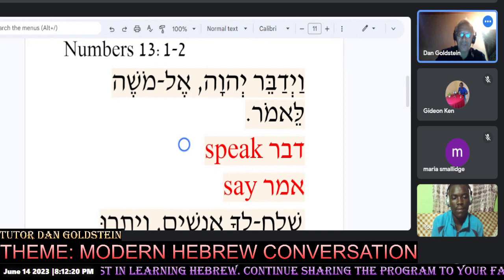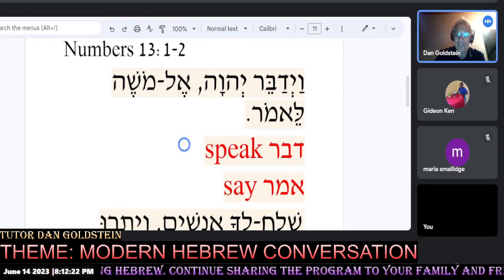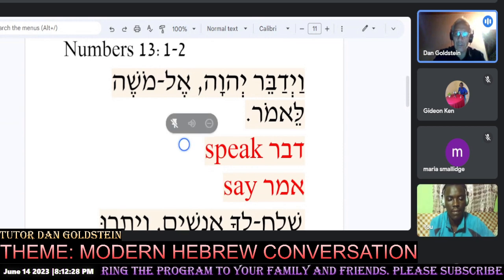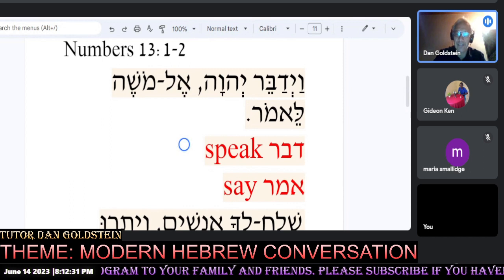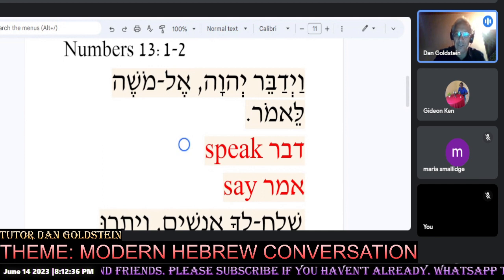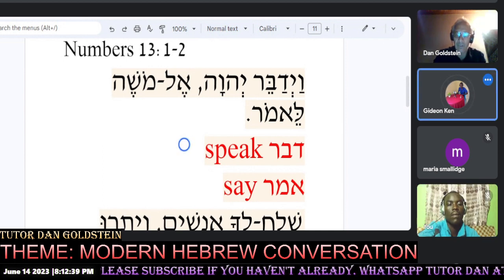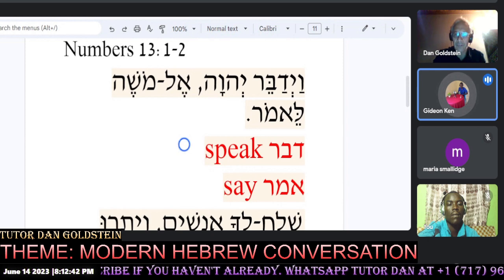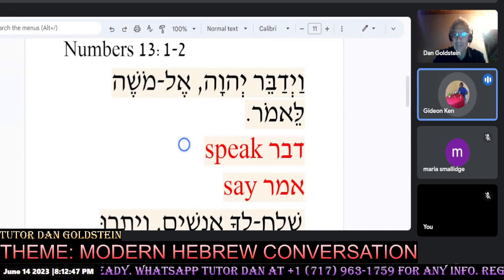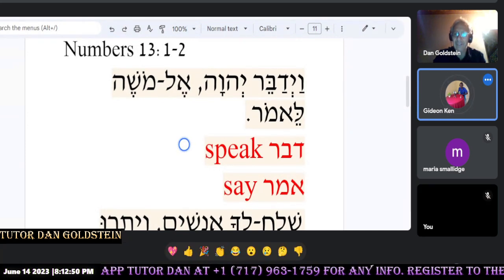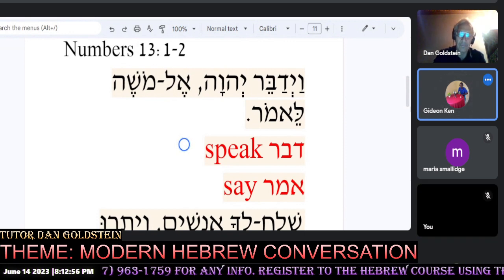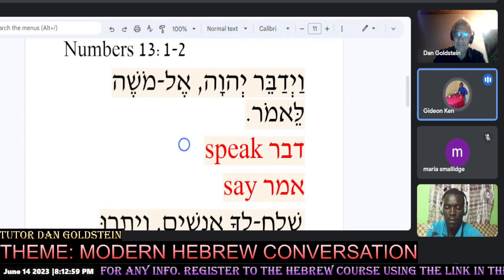Right. So let us try to find the instances of davar and amar. Gideon, would you like to put on your detective hat and point out to us where we have the instance of davar and the instance of amar? Yes. The first word on the first line, which is written as Vaidaber. Beautiful. Then amar.